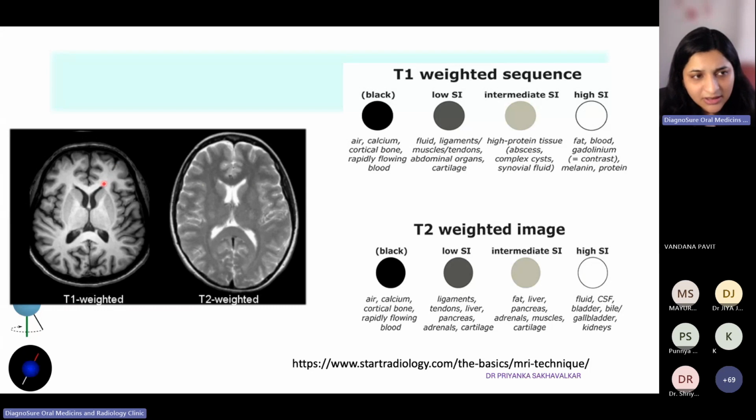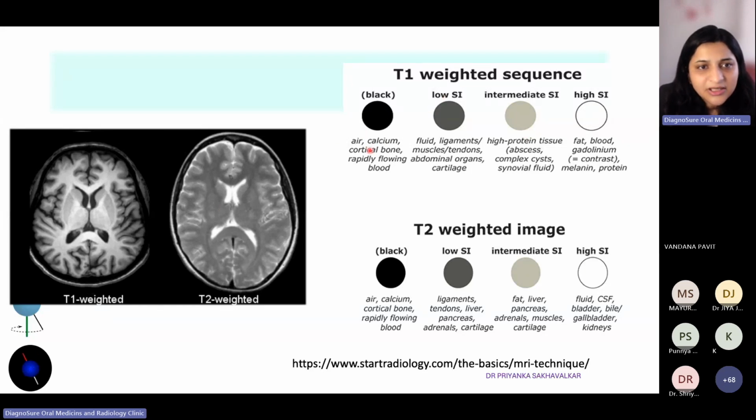In T1 scan, white matter appears white, gray matter appears dark, and CSF appears dark. So this is a very important thing to determine in a T1 image. In T2, CSF appears bright, white matter appears dark, and gray matter appears bright. Okay, so these are different signal intensities of different tissue.